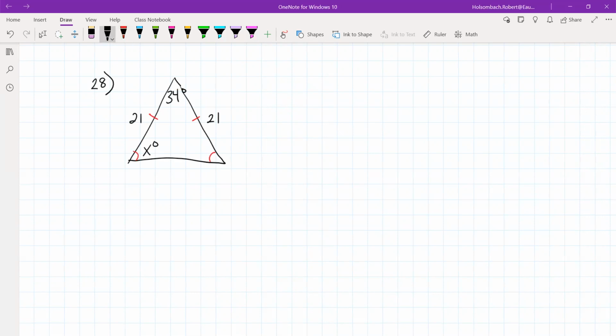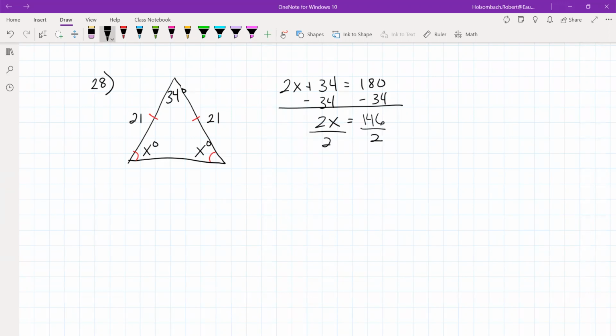So we add an x to this right-hand side. So we got x plus x plus 34 that equals 180. So our 2x plus 34 equals 180. Subtract 34. 2x equals 146, and then divide by 2. x equals 73.